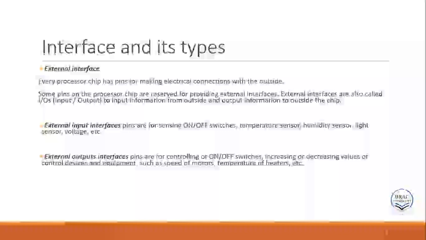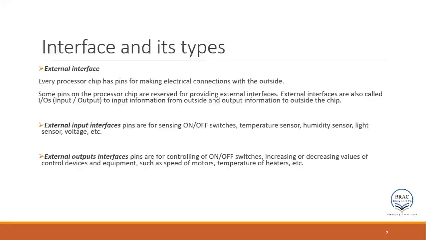Next one is external interface. Every processor chip has pins for making electrical connections with the outside. Some pins on the processor chip are reserved for providing external interfaces. Let me give an example of an external interface.